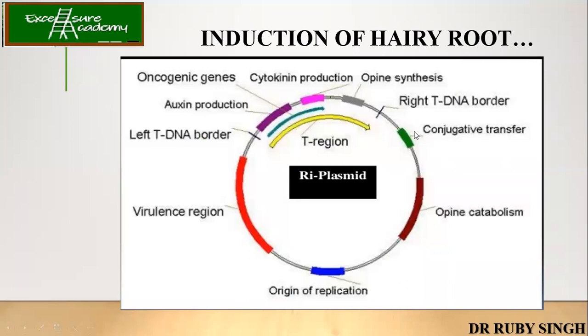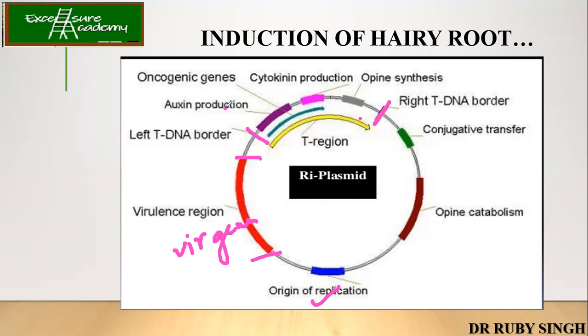Now this is how the Ri plasmid looks. So you can see over here, we have got the origin of replication. This is the entire vir genes, which just now we were talking about. And then you have got the T-DNA. So T-DNA is this much.